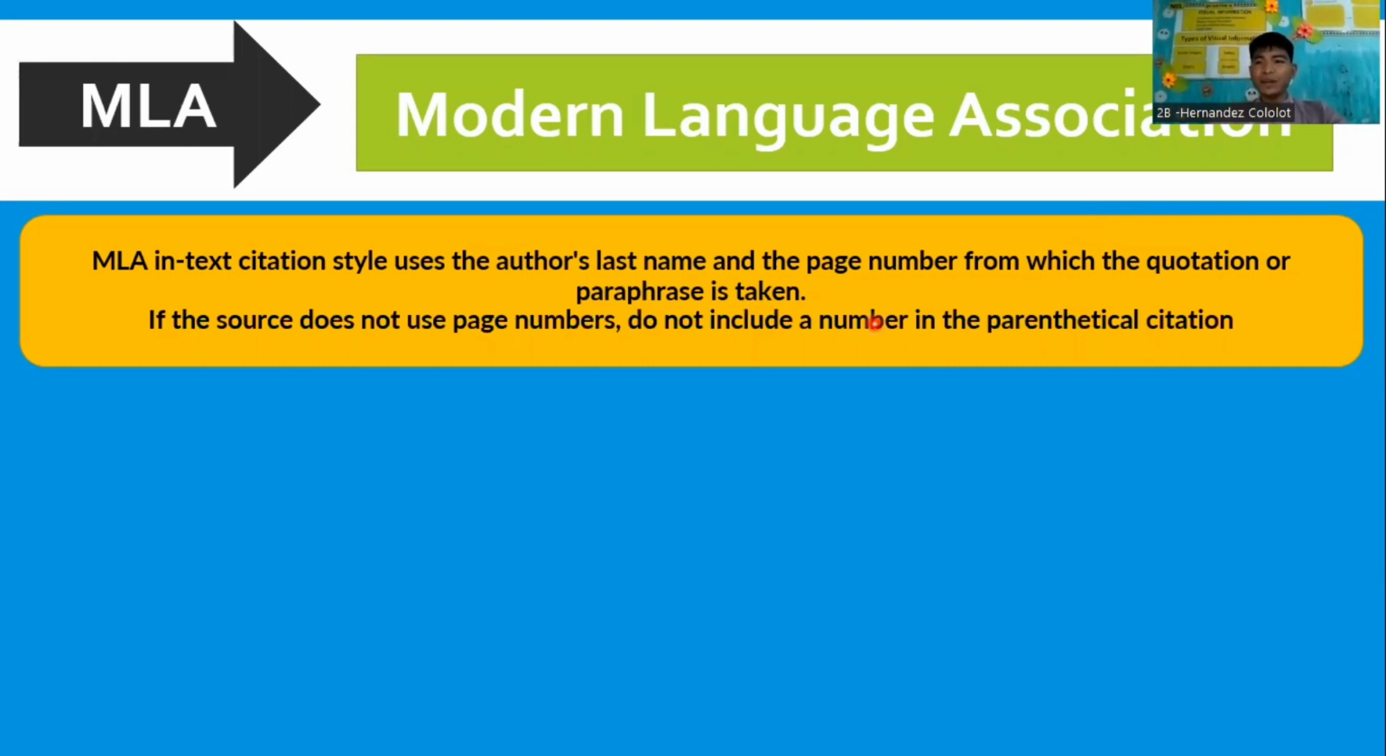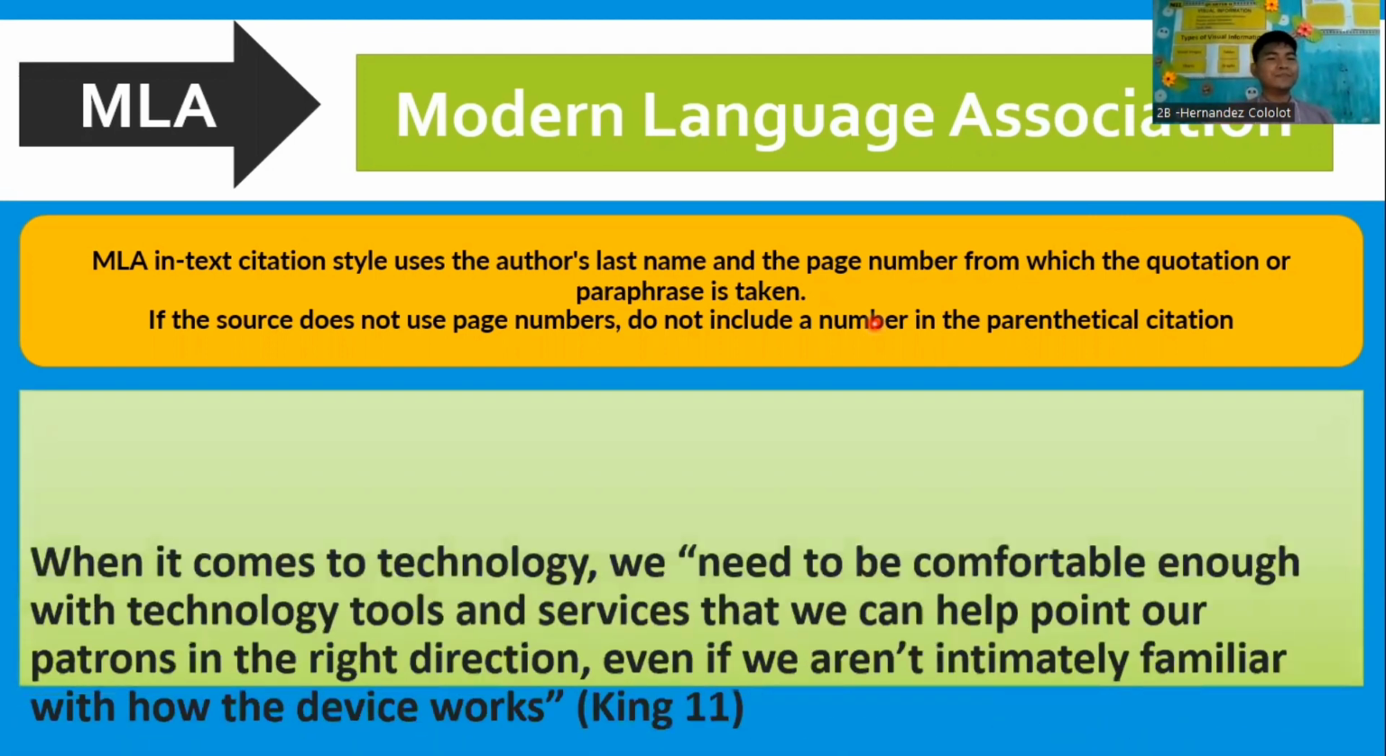Okay, now let's talk about parenthetical citation using MLA. MLA parenthetical citation is created when the author's name is not in the text of the sentence. In this case, you need to enclose the author's name and the page number in a parenthesis. So if the name of the author is not found in the text, that means you need to include his or her surname and the page number and place that inside a parenthesis. And let's have an example.